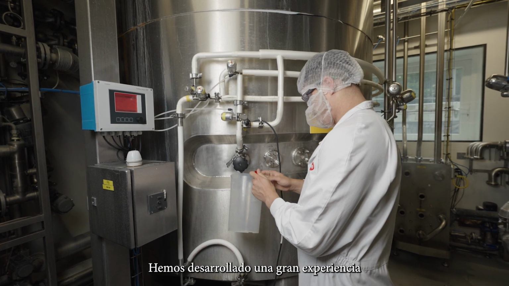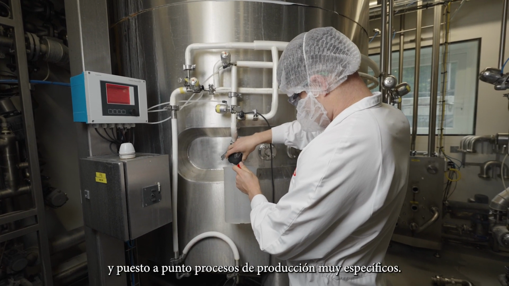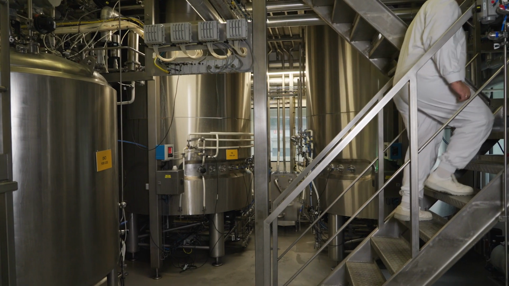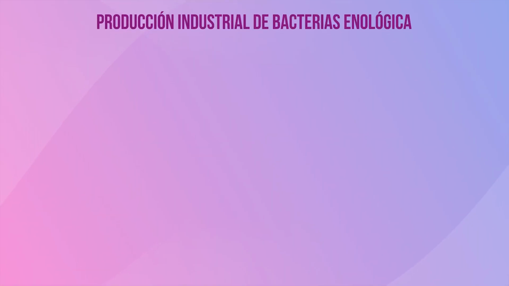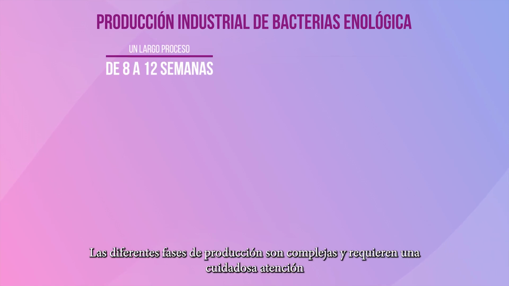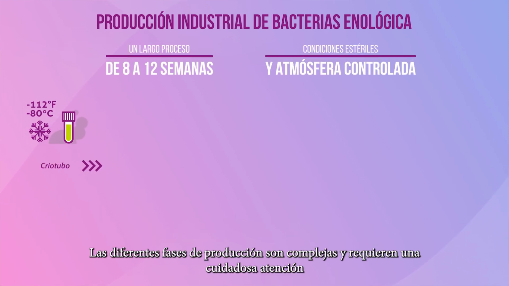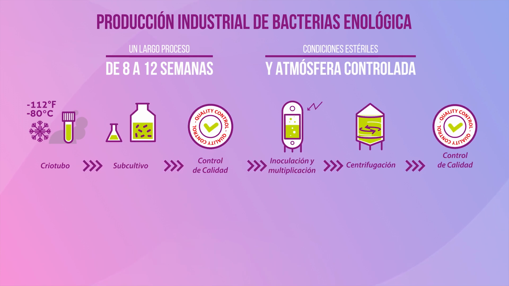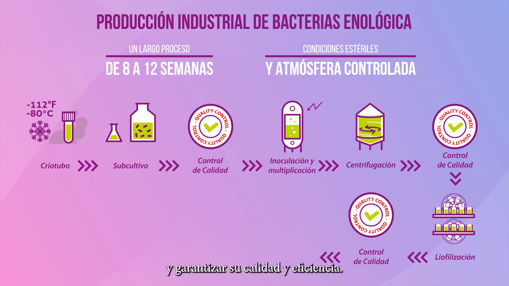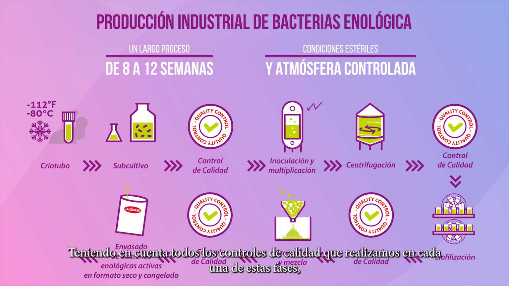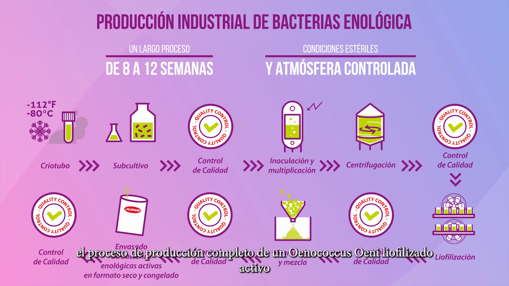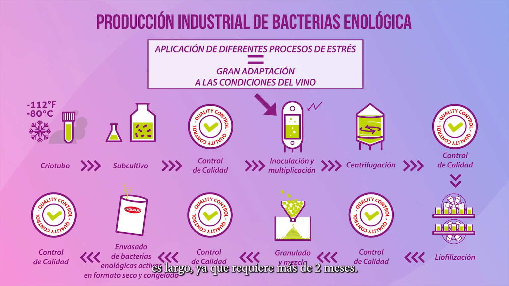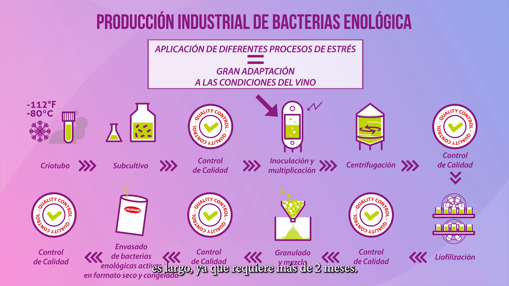We have developed a strong expertise and set up very specific production processes. The different production steps are complex and require careful attention to ensure an optimal adaptation of our bacteria to wine conditions and guarantee their quality and efficiency. Including all our quality controls at each step, the full production process of an active freeze-dried Oenococcus oeni is long and takes more than 2 months.